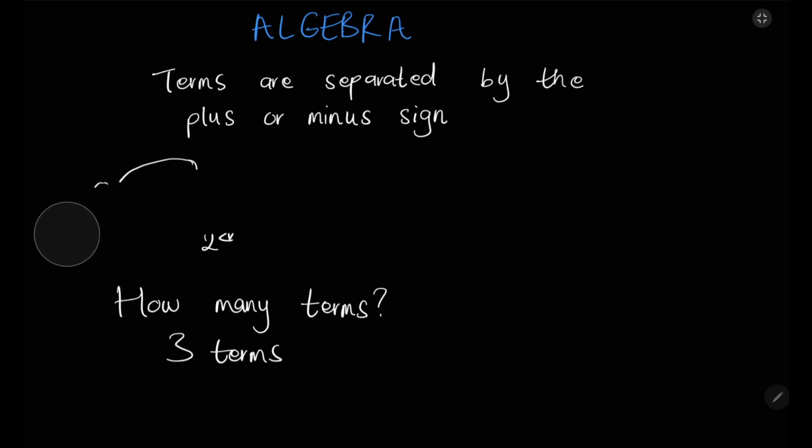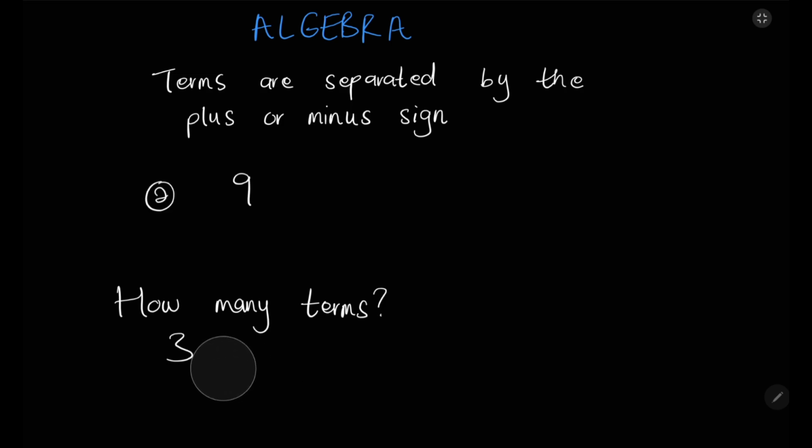So what if we had, let's say, 9, just 9, nothing else? How many terms do you have here? You have 9, so you have one term, as there is no plus or minus sign.